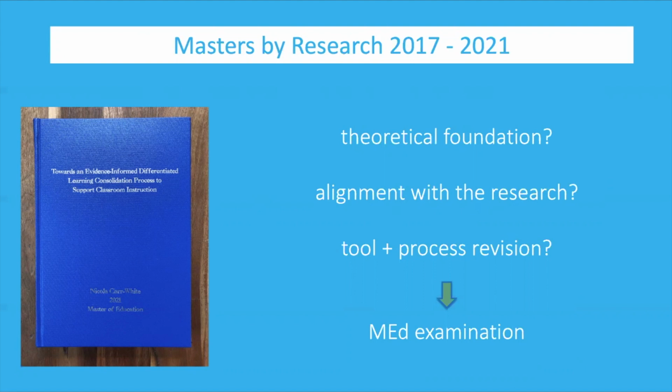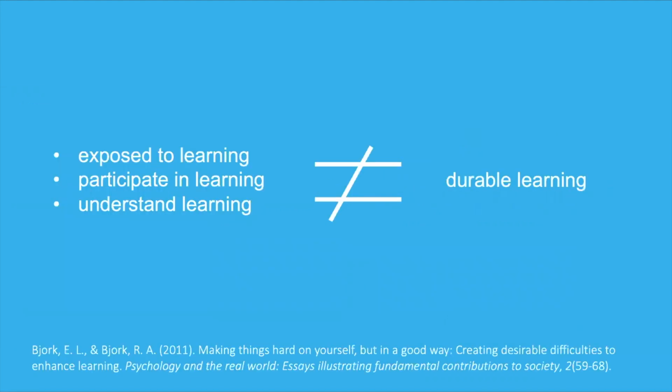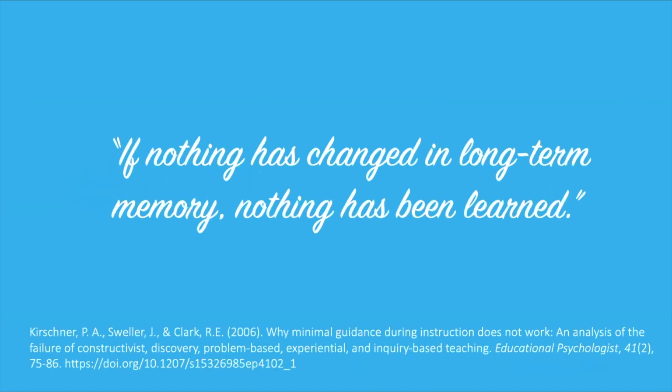I learned a huge amount from this experience, and the first gem that I learned took me right back to my experience with teaching the Year 1s number bonds to 10. It was that it's not enough for students to be exposed to learning or participate in activities or even to understand concepts. These things alone will not create durable learning. Learning held only in working memory will be forgotten. This is a natural process. It's the default position, unless we find a way to move learning into long-term memory, and that's what cognitive psychology is all about. If nothing has changed in long-term memory, then nothing has been learned. So what can we do about it?